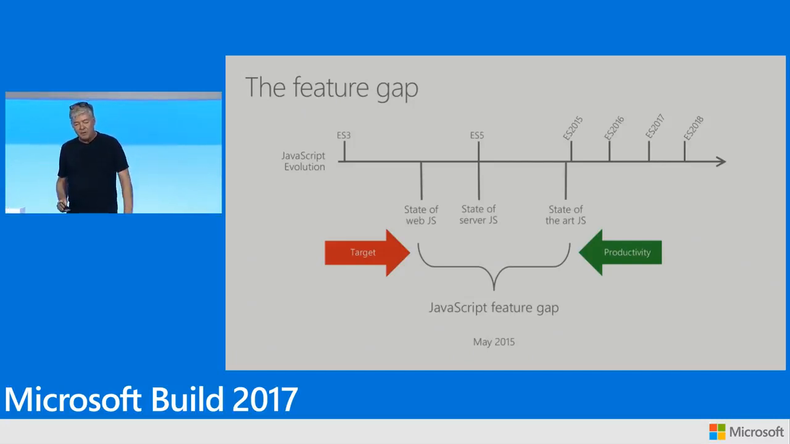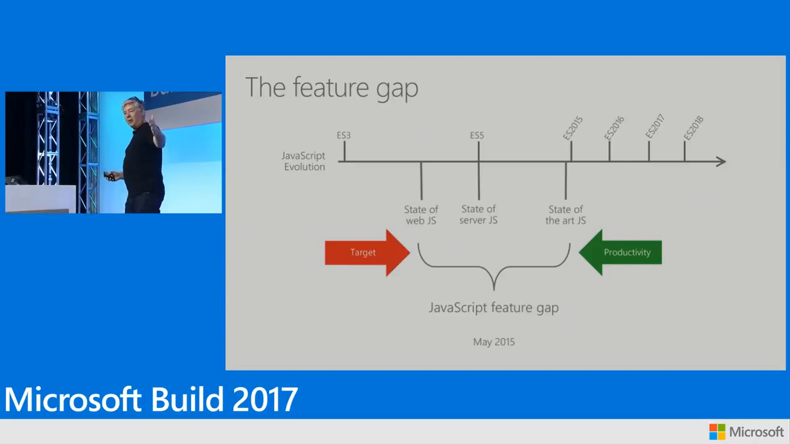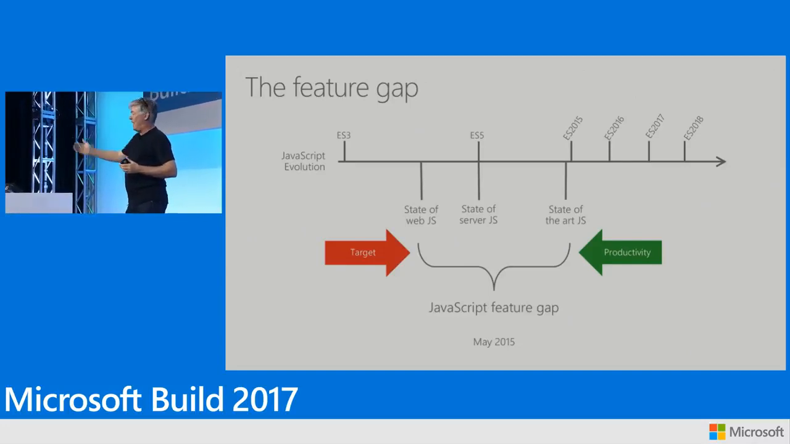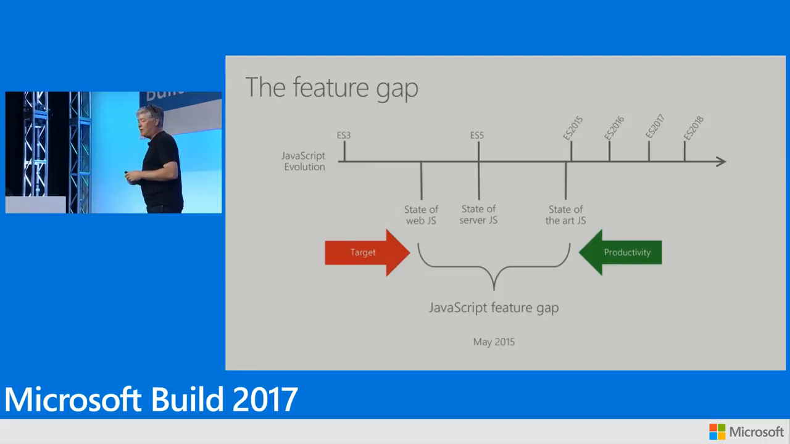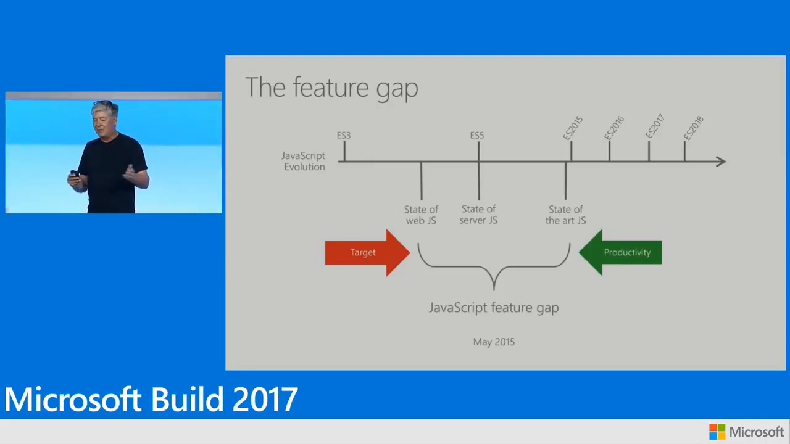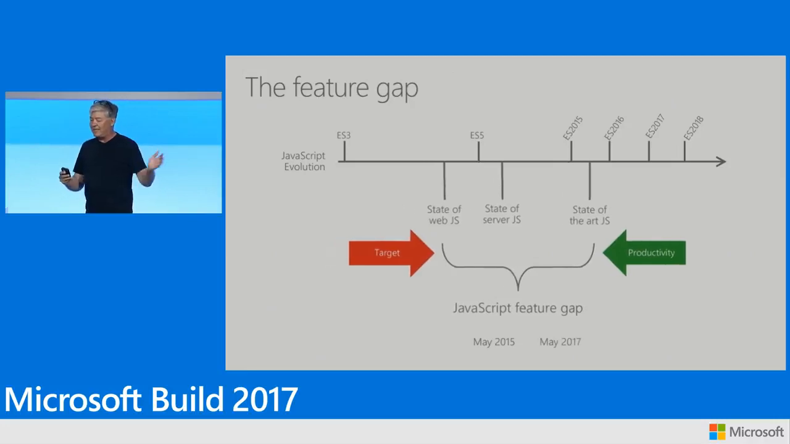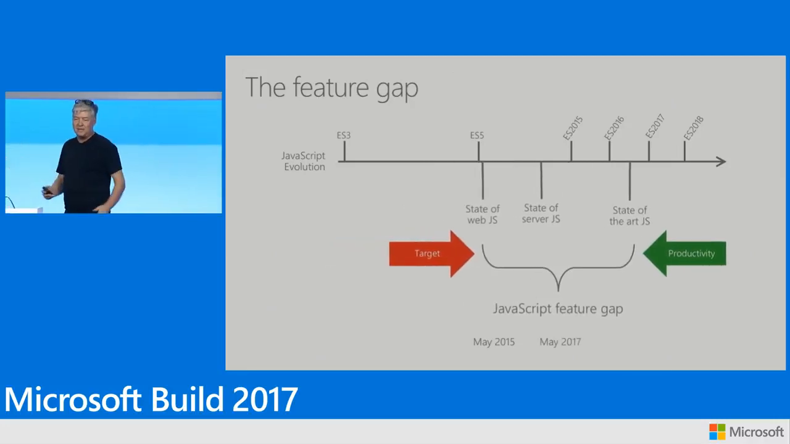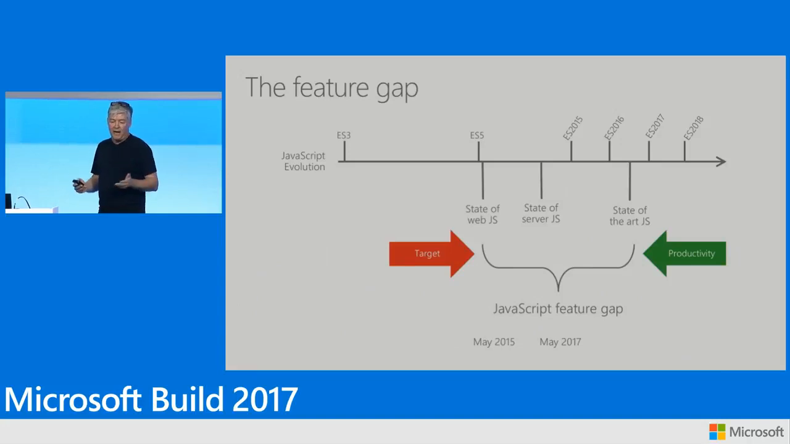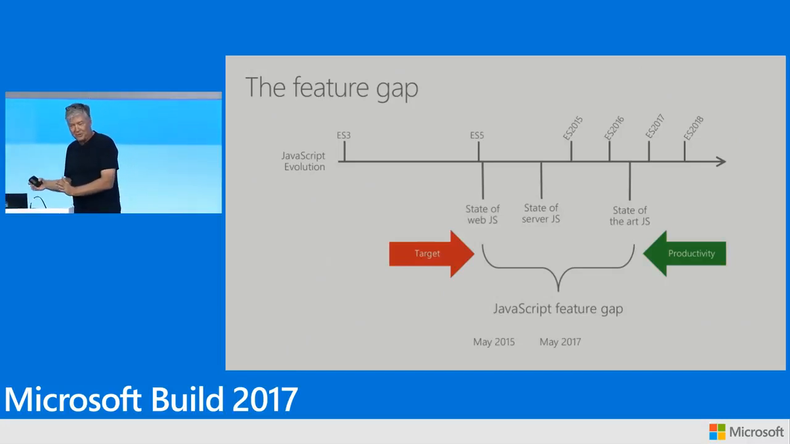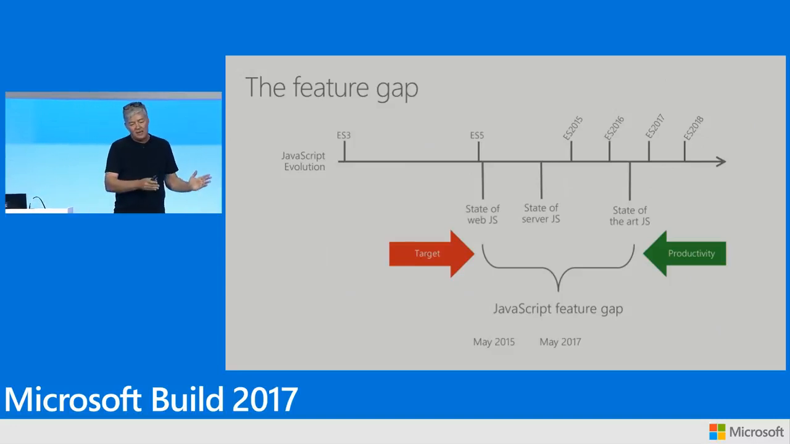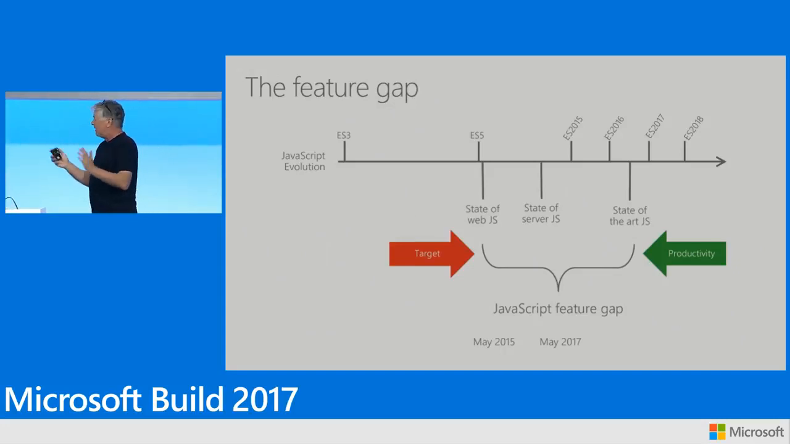And so there's this gap between what you have to target in order to make your app run and what you want to use as a developer. And that's what I call the feature gap. And that gap is not a one-time phenomenon. It's a thing that continues to exist. Here we are now two years later. We're about to ratify ES 2017, yet on the server, Node.js has yet to get ECMAScript 2015 modules. They're still doing CommonJS. And we've only just gotten to the point where you can assume ECMAScript 5 in your browser.